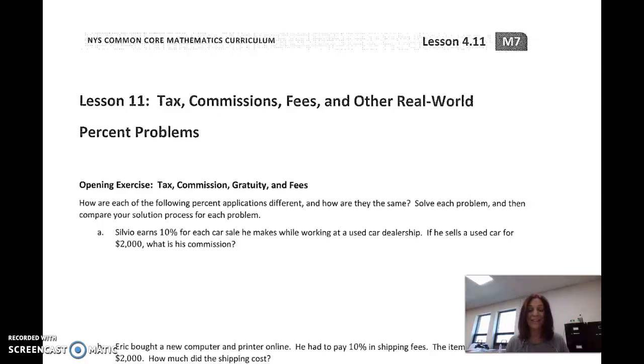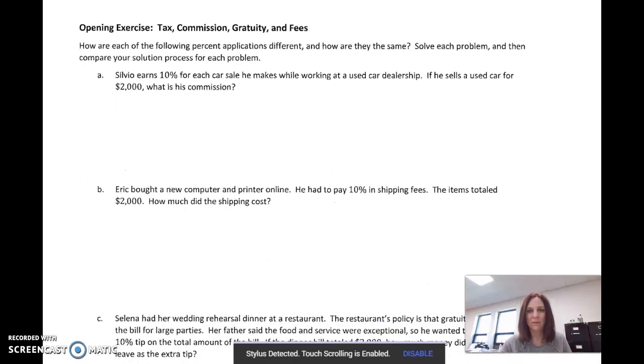All right, lesson 11 is on tax, commission, fees, and other real-world percent problems. We've been dealing a lot with percent problems, and now we're going to wrap it up and show you how much we deal with this in real life. So let's look at some examples right here.